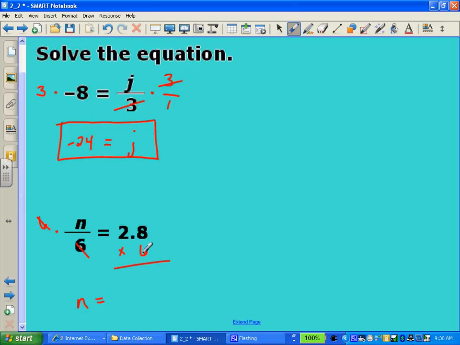And then here, I just need to do a little multiplication. So 6 times 8, 48. Carry the 4. 6 times 2 is 12, plus 4, that's 16. And then I have one decimal spot in my multiplication, so I have to have 1 in my answer. So I get 16.8 for my answer. So that's how you solve equations using multiplication. So if your variable is being divided, then you multiply to undo that.